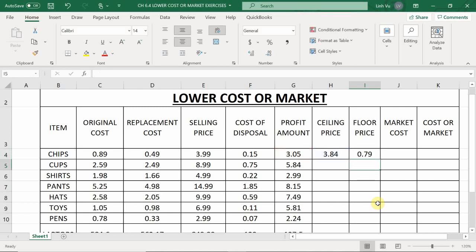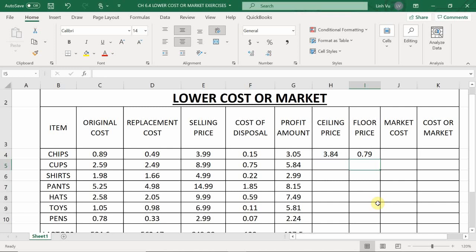$0.79. 79 cents, right? We're going to take our ceiling price of $3.84, and we're going to subtract our amount of profit of $3.05 to get us a total floor price of 79 cents. Okay? So here we have it, our ceiling, our floor, and our replacement cost. In this case, right?